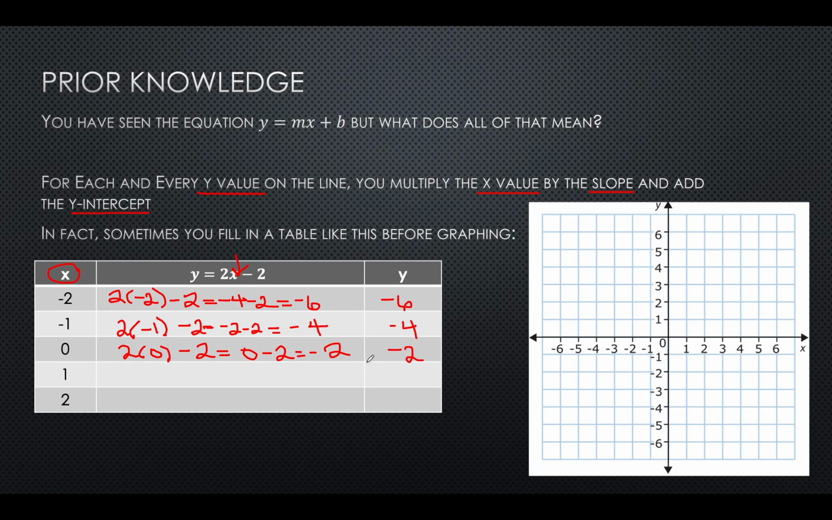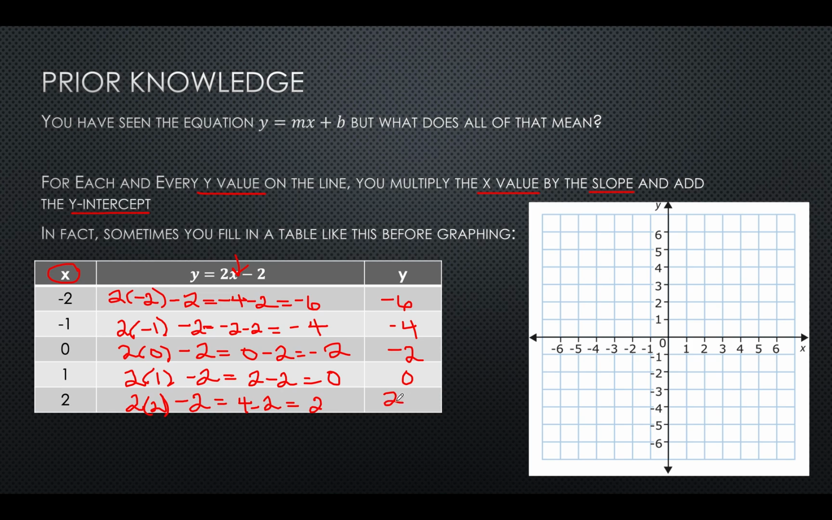2 times 1 is 2, minus 2 equals 0. So when x is 1, y is 0. And 2 times 2 is 4, minus 2 is 2. And so when x is 2, y is 2.